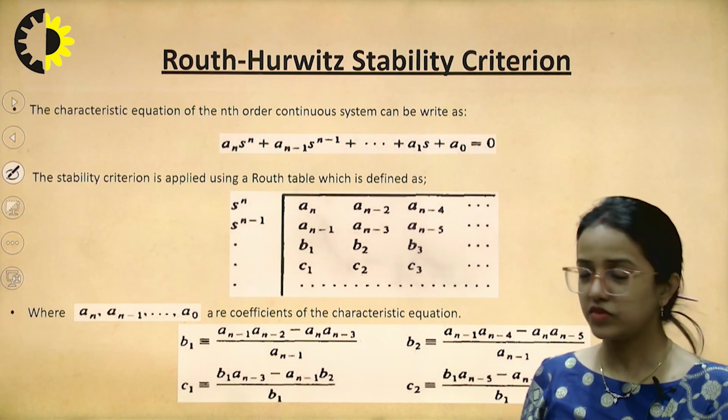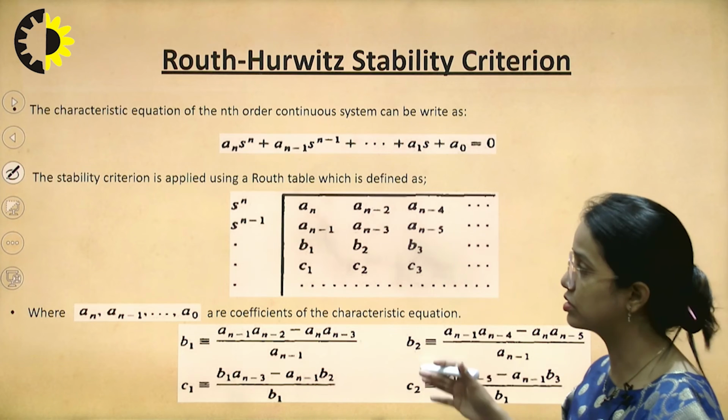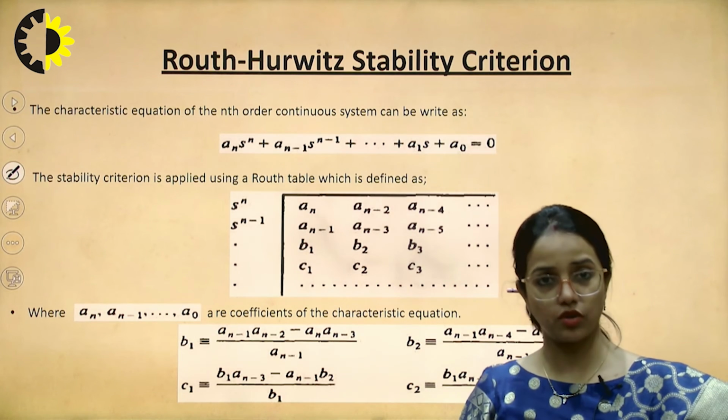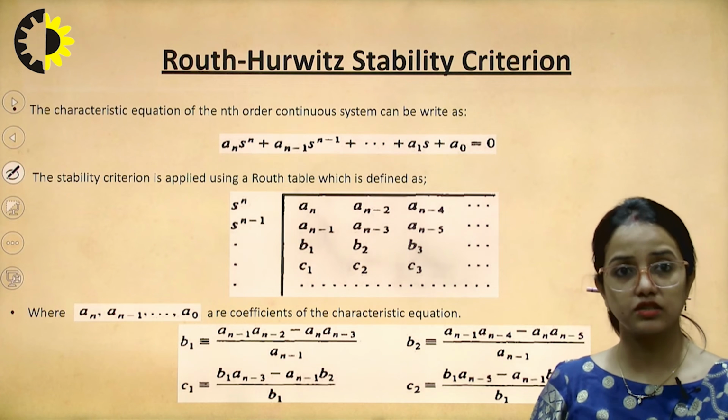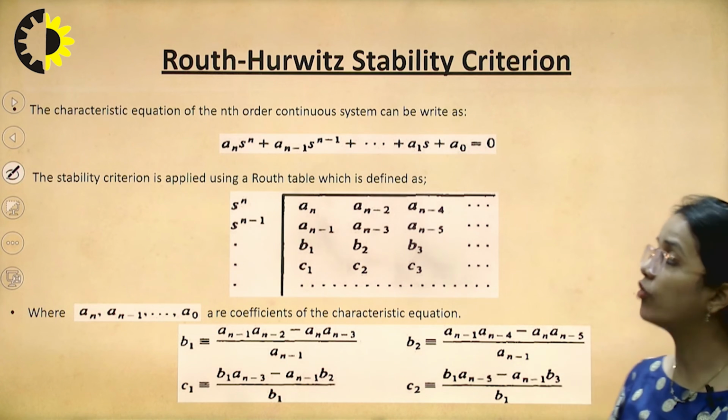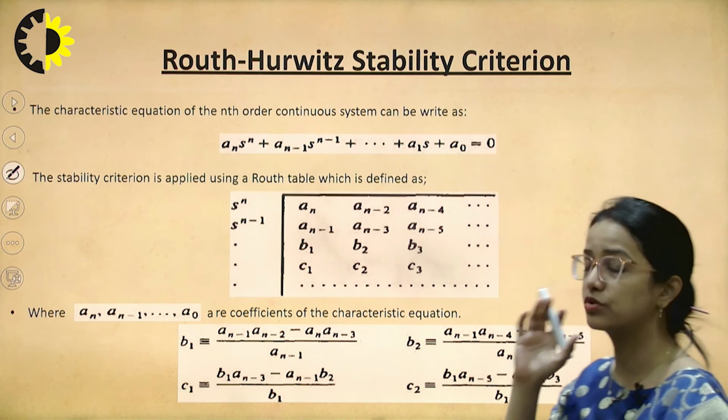Now, there are certain rules. Using these rules, we'll be able to solve Routh-Hurwitz criteria. So first we need to write and construct a Routh table. How do we actually construct a Routh table?